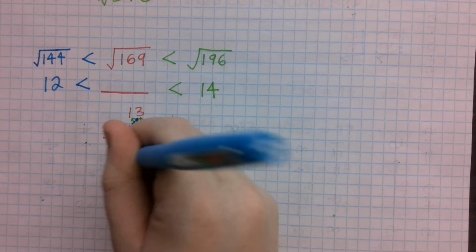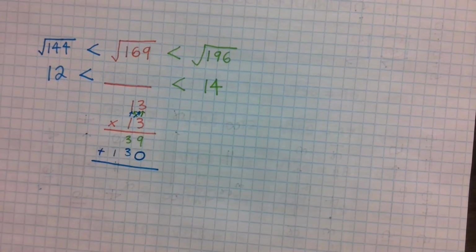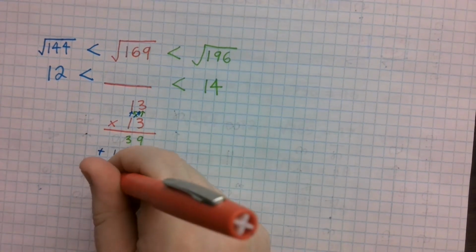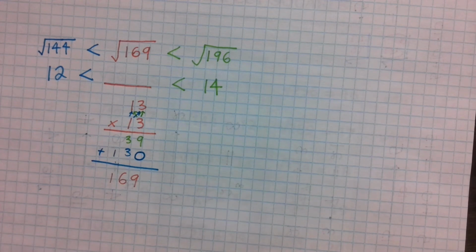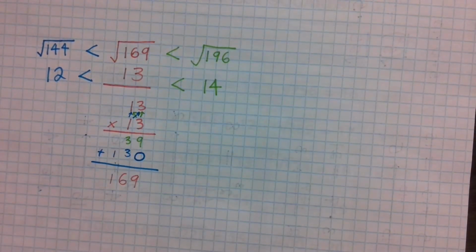1 times 3 is 3. 1 times 1 is 1. We then add these together. 130 plus 39 is 169. So we know that yes, 13 is the correct answer. 13 is the square root of 169.